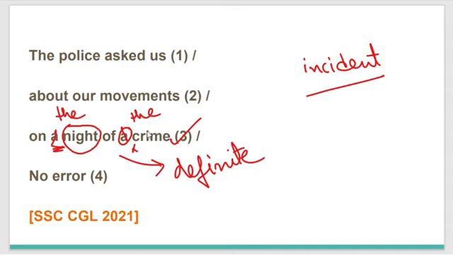That means on a particular night, a crime has happened, and the police has asked us about the particular night when the crime happened. So here in this sentence, both night and crime, both the incidents, both the activities are getting specified, and hence we have to use definite article the. Hope this question is clear to you. Moving to the next question.